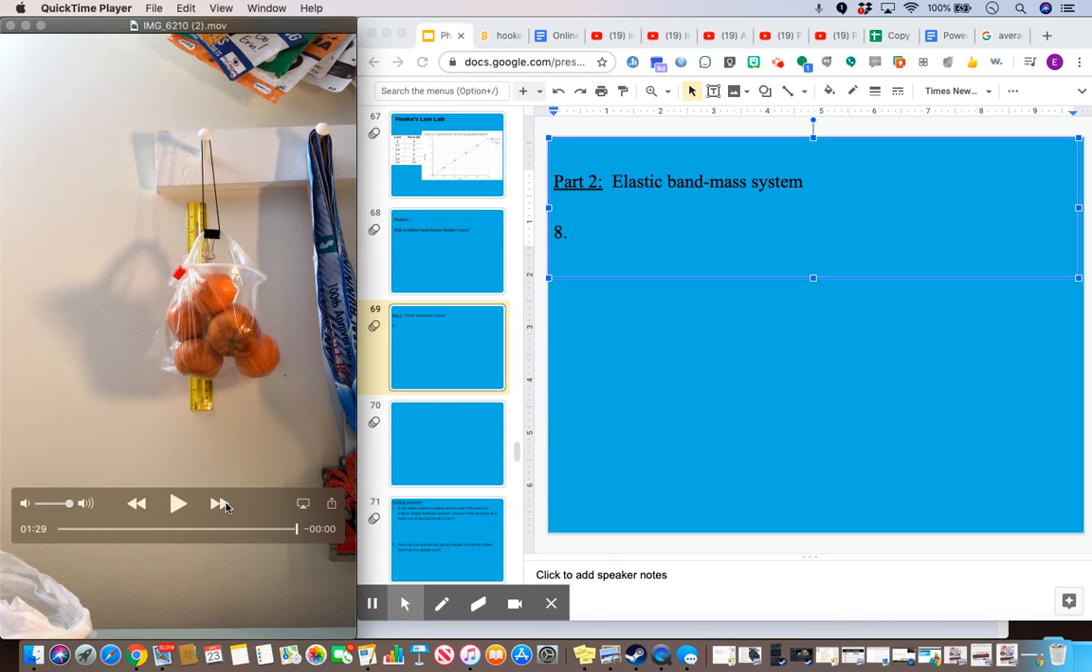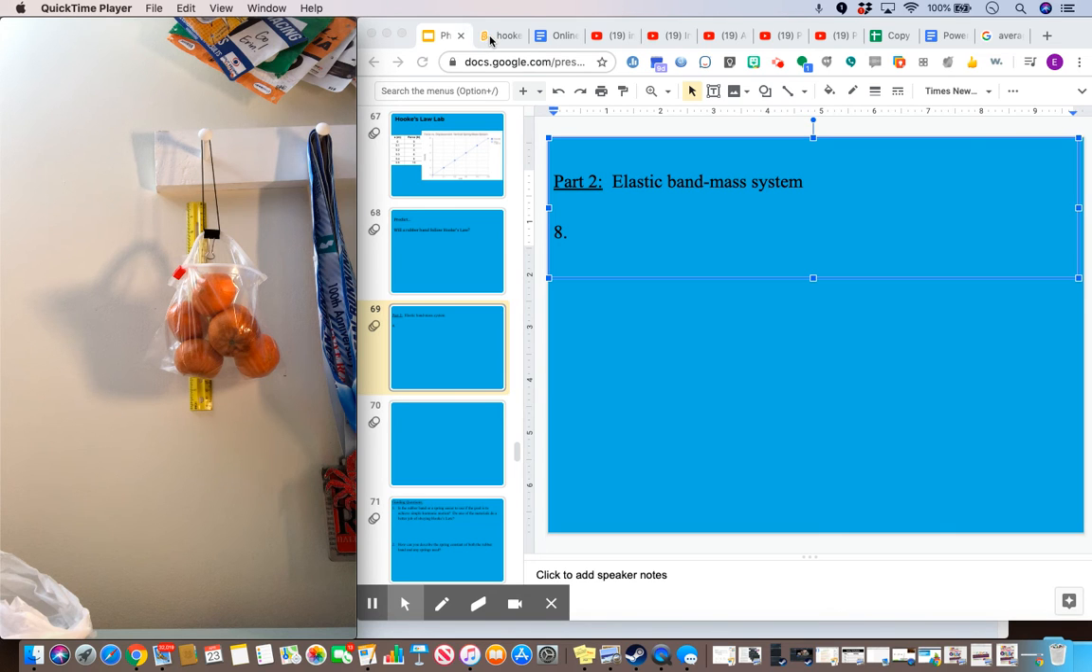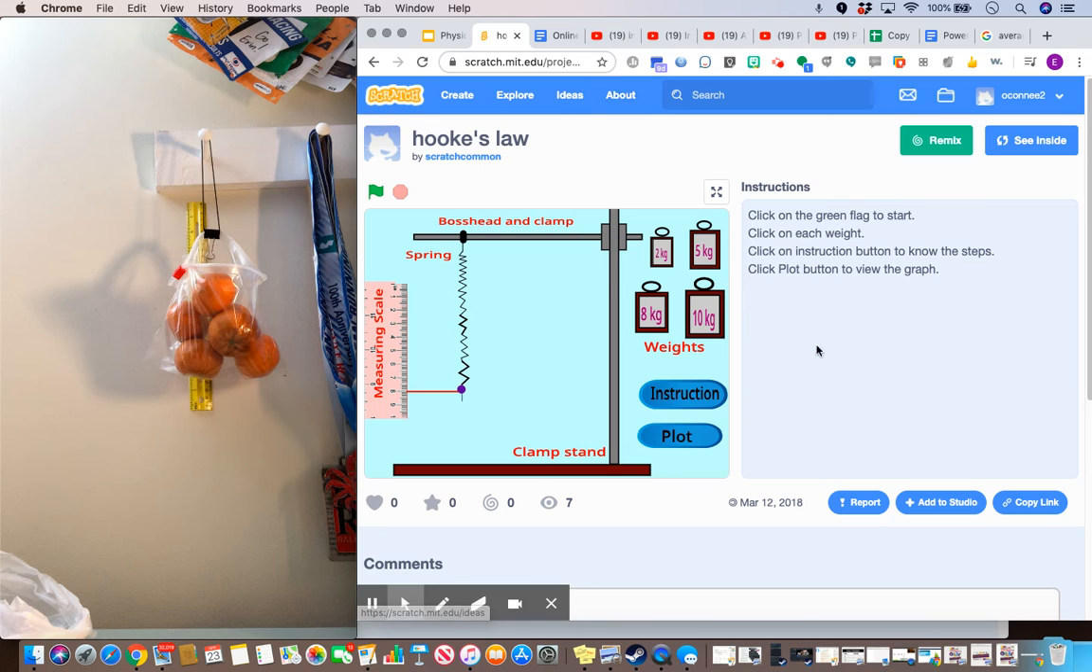Okay? If you cannot locate household items, using Scratch, I coded a simulation. The link to that simulation is in Classroom. So if you really cannot find the materials, you can use the Scratch link and it will give you the data.